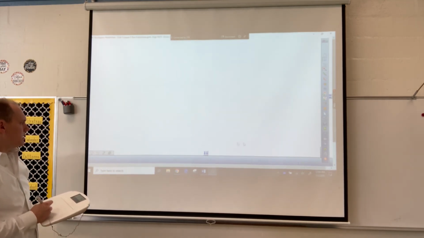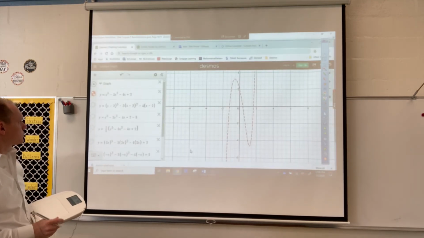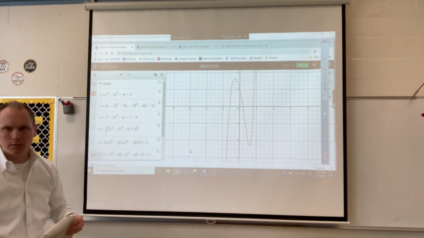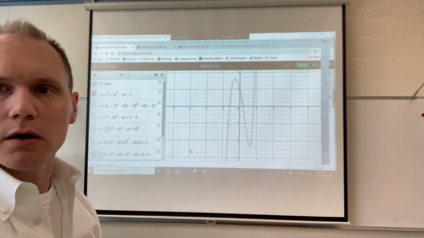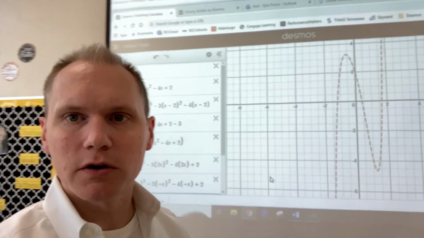So let's take a look at a Desmos example here that I've got on the screen. I hope you can see, and maybe I'll move closer here so you can see the functions themselves.